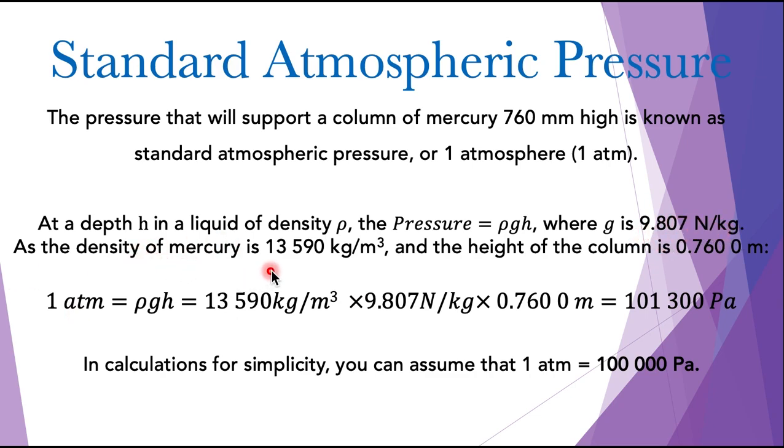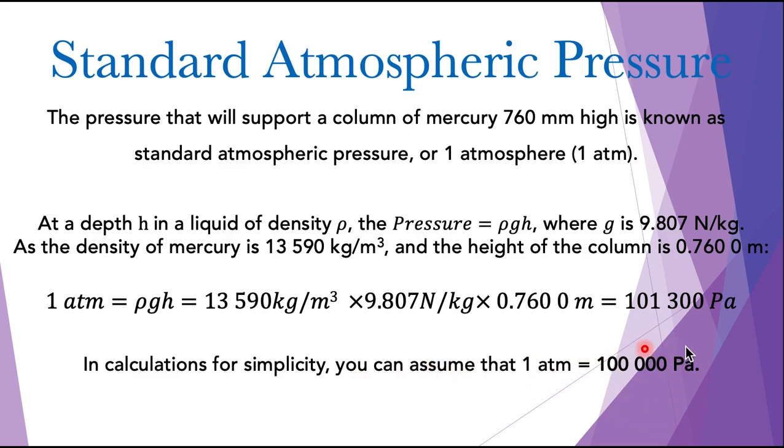So the density of mercury is 13,590 kilograms per meter cubed, and the height of the column is 0.7600 meters, then 1 atm is equal to ρgh. So we multiply the three values: the depth of the mercury, the density of the mercury, and the gravitational force. We're going to use the accurate one in this example. And what we get is 101,300 pascals. But in calculations, for simplicity, we can assume that 1 atm is equal to 100,000 pascals.